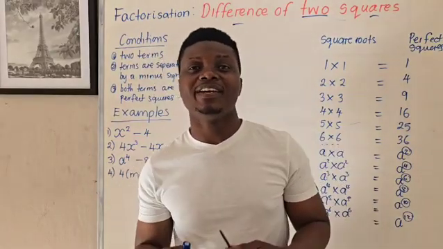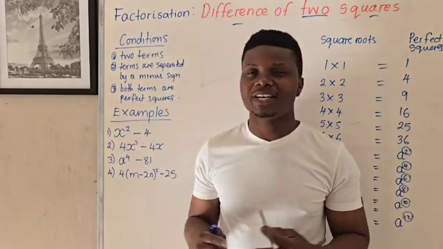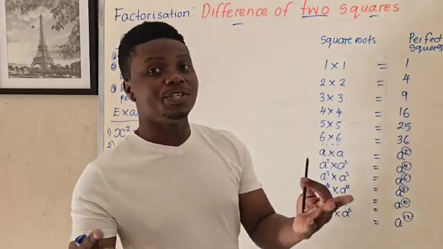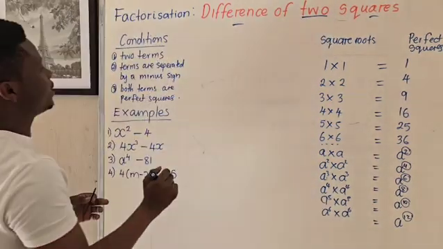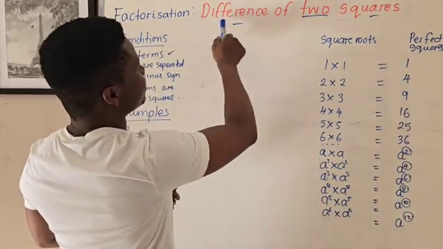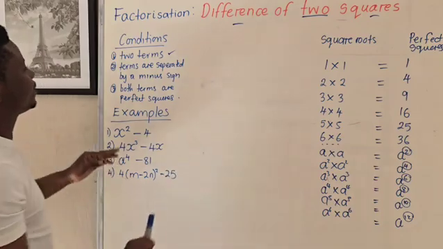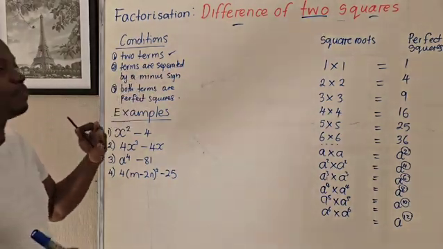In this video we are learning factorization by difference of two squares. And how do we factorize by difference of two squares? All you need to know from the word difference of two squares, you need two terms. So there are two terms and those terms must be separated by a minus, the word difference. So two terms are separated by minus and both terms must be perfect squares.